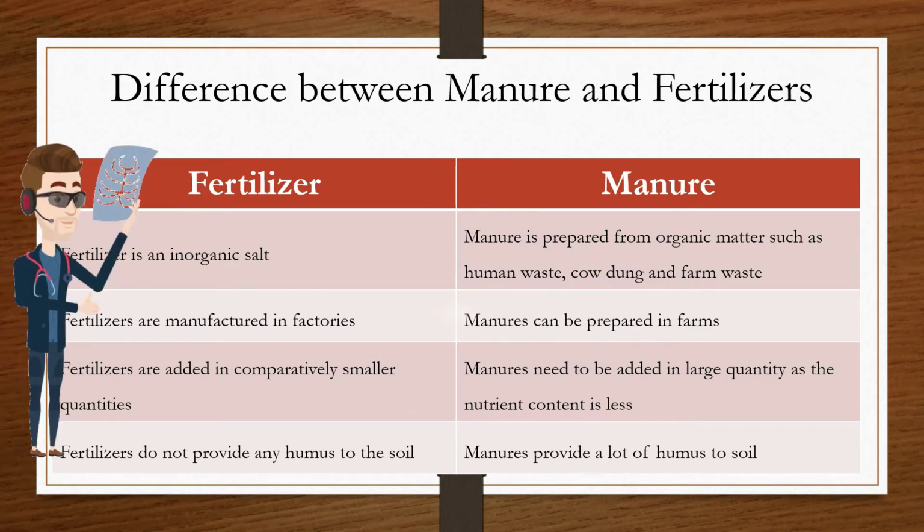Fertilizers are added in comparatively smaller quantities. Disadvantages of using fertilizers. Manures need to be added in large quantities. Excessive use of fertilizers can cause pollution. Fertilizers do not improve the pH of the soil in certain rare cases.